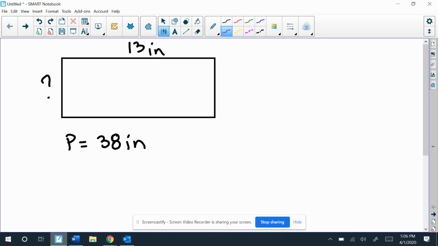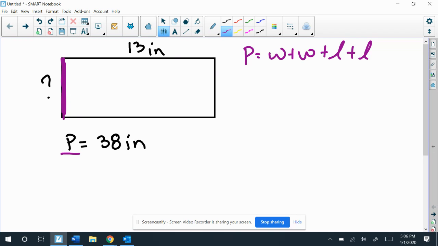In this example, they gave us perimeter, and we have a missing side over here. So we are going to find that missing side using the formula for perimeter. I know that the formula for perimeter is perimeter equals width plus length plus length. So I'm going to plug in all the numbers that I know.